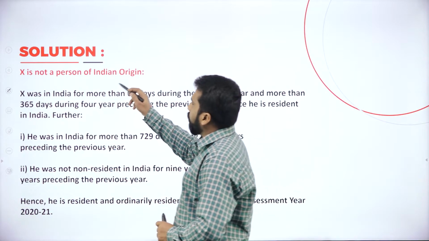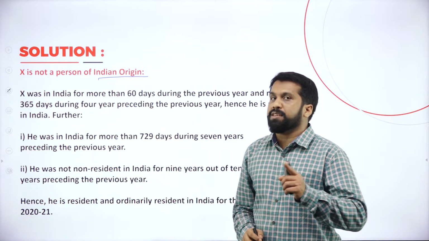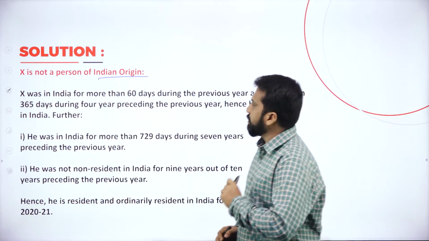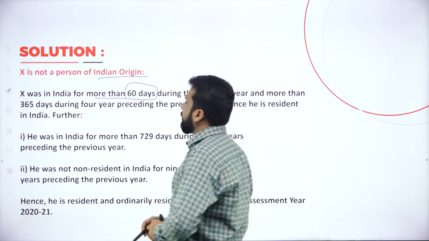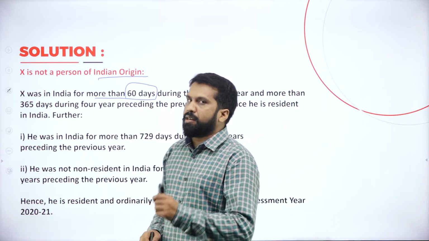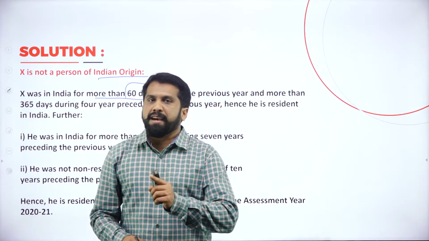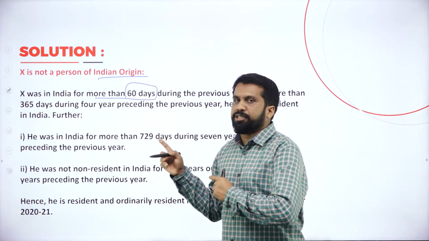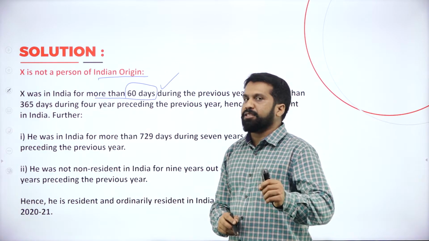X is not a person of Indian origin. As I told you, first we are solving A in this. Was X in India for more than 60 days? The answer is yes or no? Yes. Why? Because every year he was staying for 105 days. 105 means it is more than 60. So he completed 60 days.